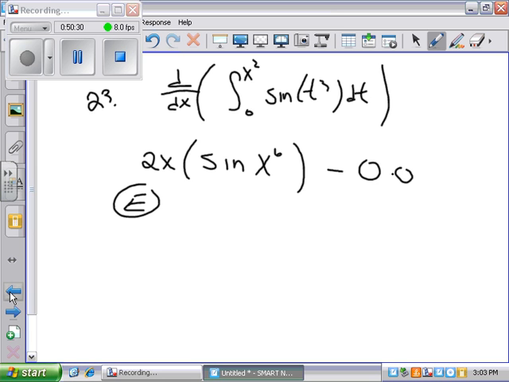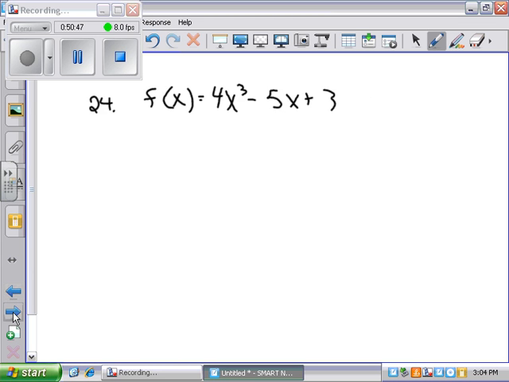I would change this to just sine of t. Actually find the antiderivative from 0 to x squared, and then take the derivative so you can see where this is coming from. But that's all you've got to know. This is one of those things you must know cold. Guaranteed question on it.